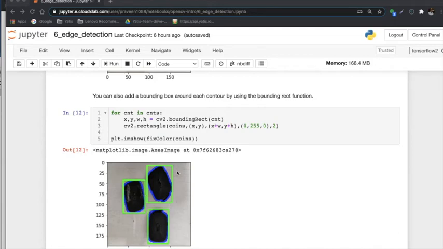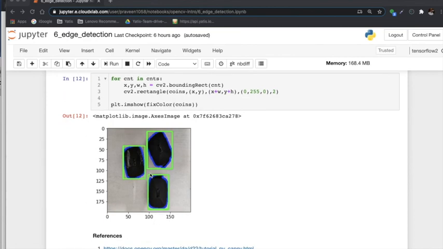You can then add a bounding box across these contours. So I've used a rectangle, a bounding rect, across each contour, and we have applied a rectangle over there in a bright green color to identify the bounding box around the contour. And this way we can clearly identify objects in any picture.